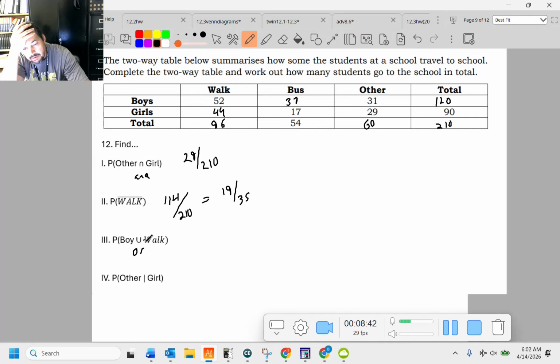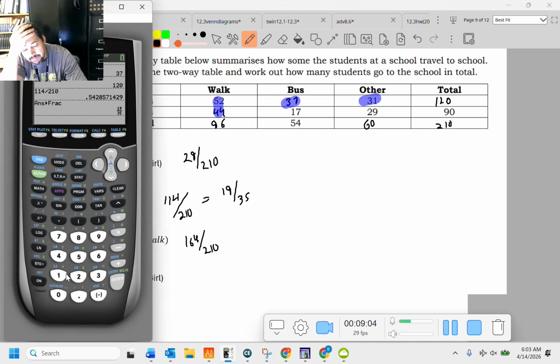The U means or. You're a boy or you walk. Boy or you walk. Okay, so here's my walking. And these two things are still boys, right? So we've got 120 in this row, plus 44 is 164. It's out of 210. And this one reduces quite a bit too. 82 over 105.